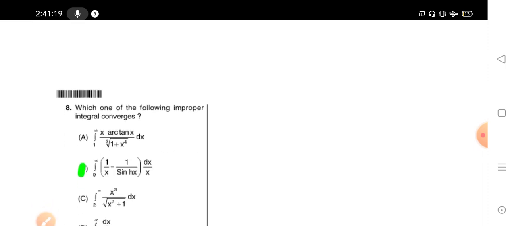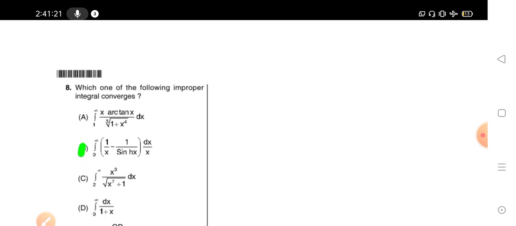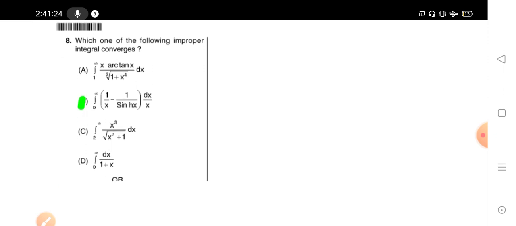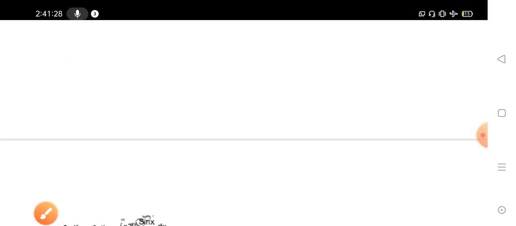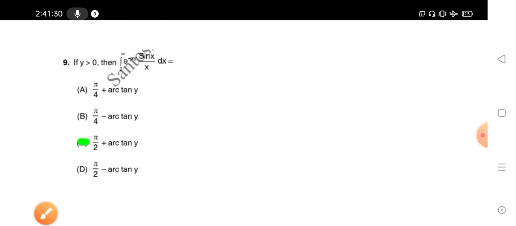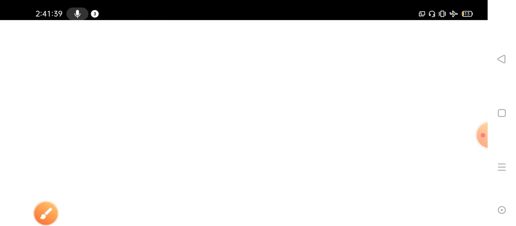Next question. Which one of the following improper integrals converges? Option B is correct. Next question. If y is greater than 0, then the integral from 0 to infinity of e raised to minus xy sin x upon x dx is, the answer, option C, pi by 2 minus arc tan y.